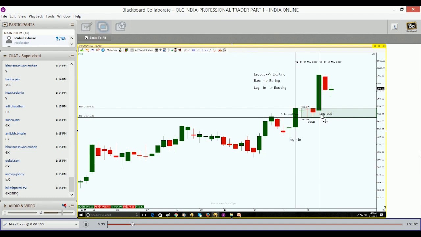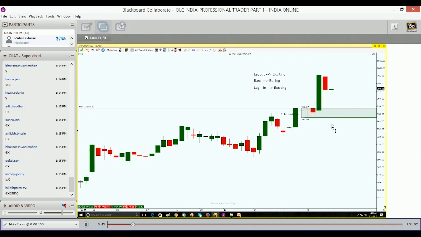Let me remove all these words and all these lines. This becomes my demand zone in Hindustan Unilever on the daily chart. Clear, everybody? Yes, no? Shall we look at another example?